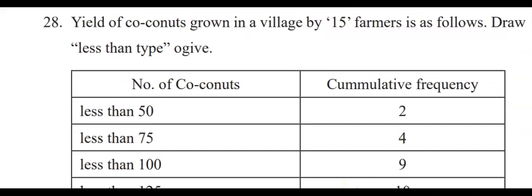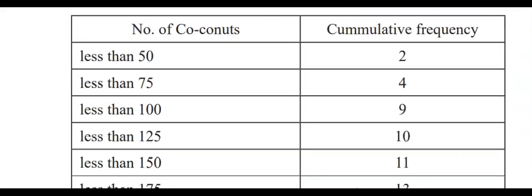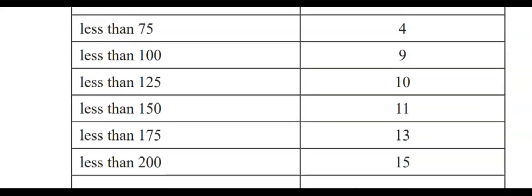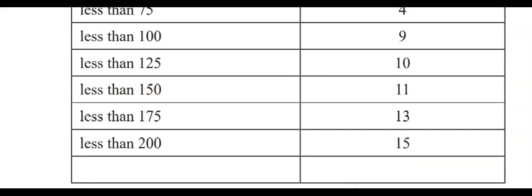See here, whatever they give, you don't need to worry about that. Remember this, whatever they give, don't worry. Just see what question they are asking. They are asking less than type or more than type. They are asking less than type, right? So let me draw the less than type ogive curve. Now here the given values are number of coconuts and cumulative frequency. Less than 50, cumulative frequency is 2, less than 75, cumulative frequency is 4, less than 100, 9, less than 125, 10 and as follows, till less than 200, it is 15.